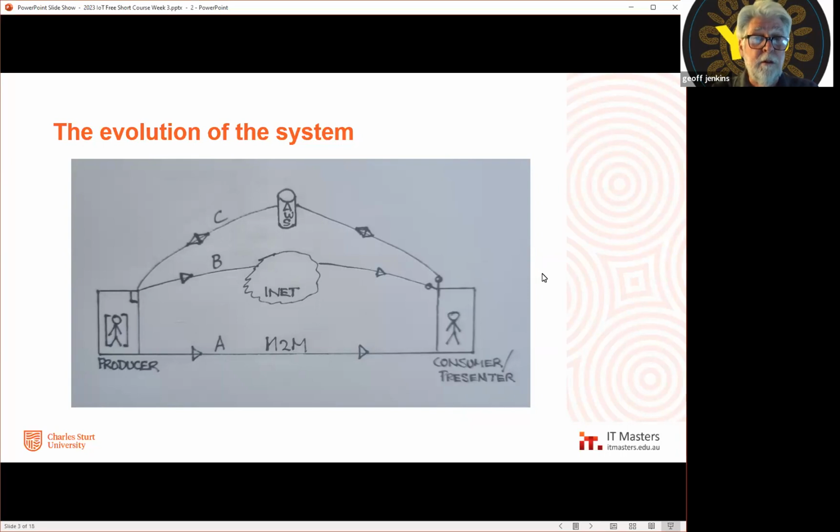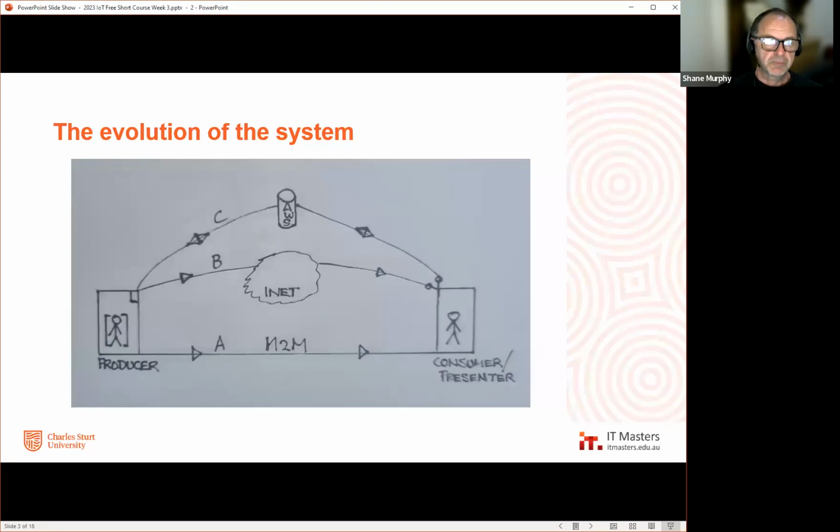So I'm focusing on everything except the chat, Shane. I'm assuming you're looking at the chat, and if someone's saying, why doesn't he move on, then let's move on.